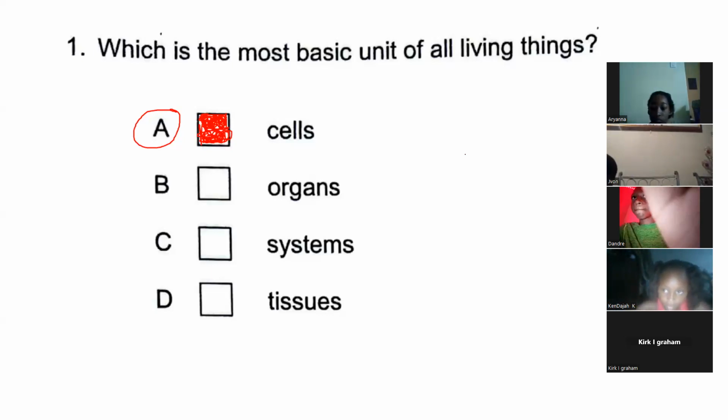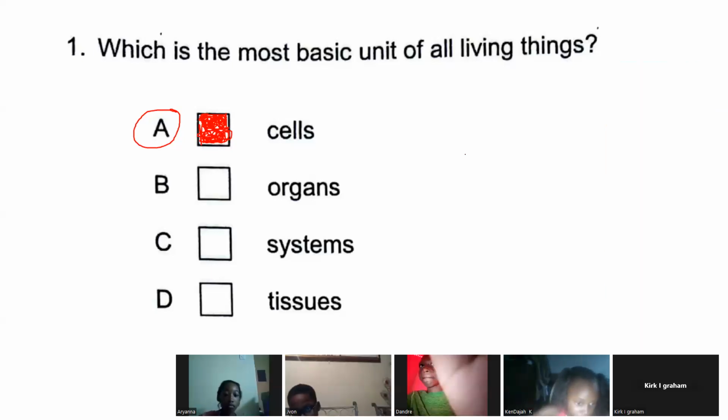All right, what were you saying? What are you saying? Someone saying something? Hello? I asked, after cells is what? So organ? No, it's not organs. Not systems, no. Tissues? Say it again. Tissues, very good.